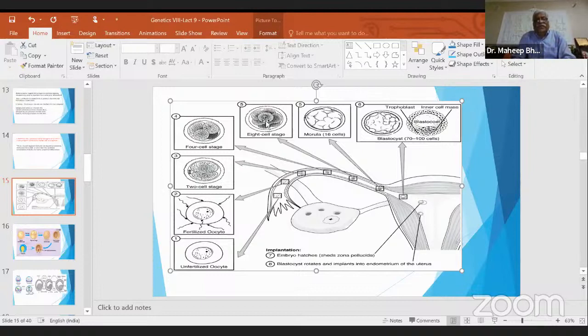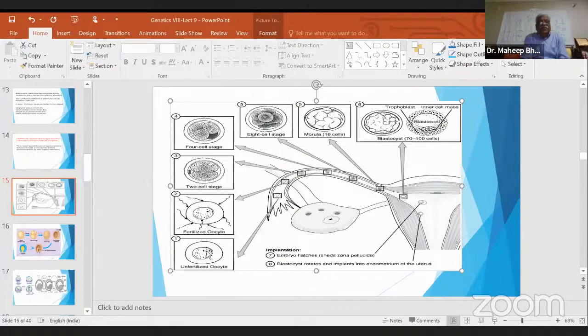Ultimately, there will be eight cell stages. Then there will be a 16 cell stage. These 16 cells undergo division and form 32 cell stages, then 64 cell stages. So like this, the cells undergo multiplication. After the 64 cell stage, these small cells which are present here undergo differentiation into two types of cells. The upper cells are small cells, the lower cells are large cells. Okay? And then they undergo a specific arrangement. This is known as morula, which consists of only these cells.